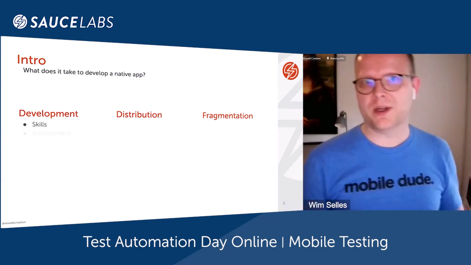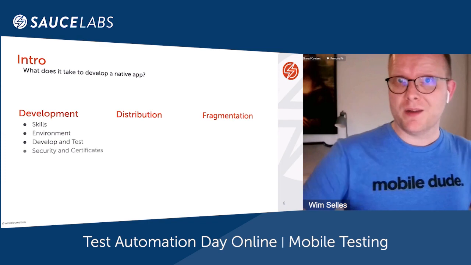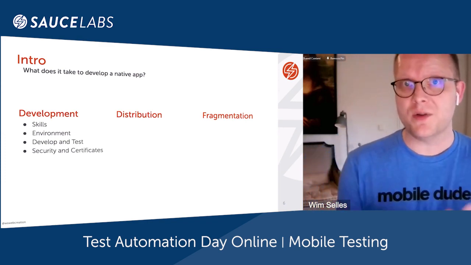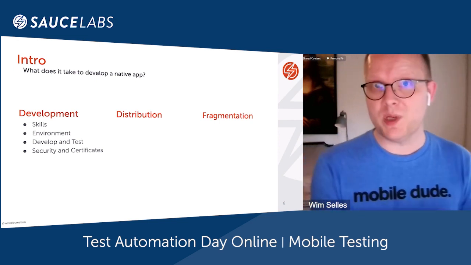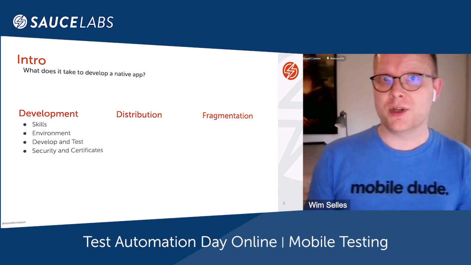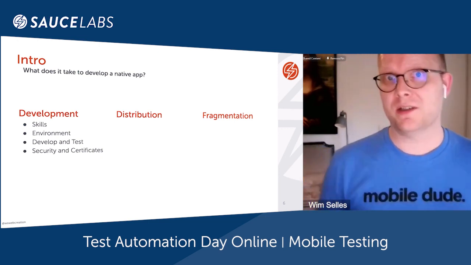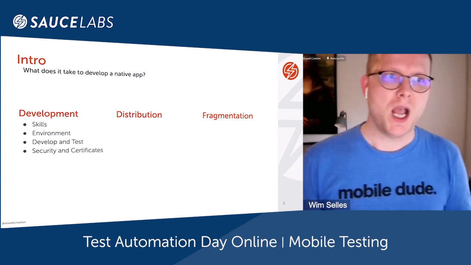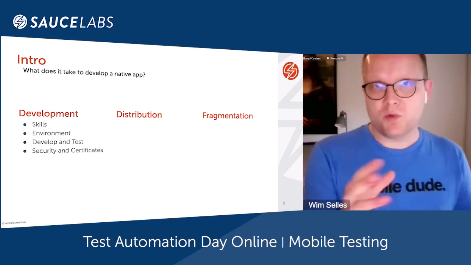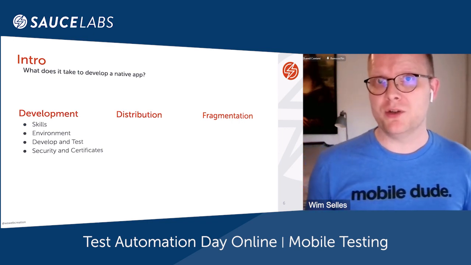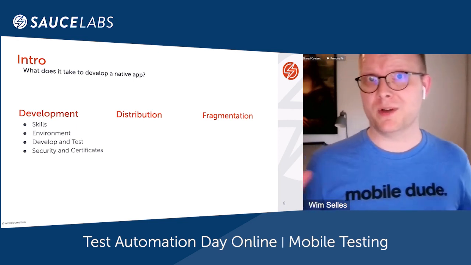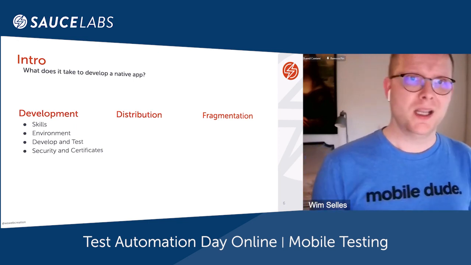Let's first take a look at, for example, development. If you're a company and you want to start developing your application, you need to be aware that you need to have the skills within your company. People need to be able to develop iOS applications or Android applications. So you need to get in specific specialists to develop your application. You need to make sure that they have the right development environment. It's pretty easy for Android. You can use your Linux machine or Windows machine to develop Android applications. But if you're an iOS developer, yeah, you need to have a Mac.